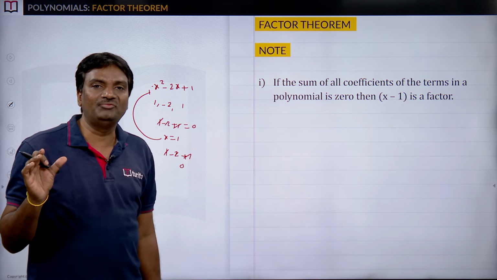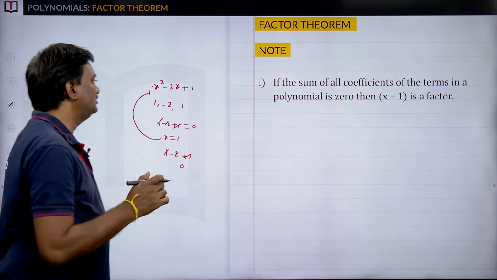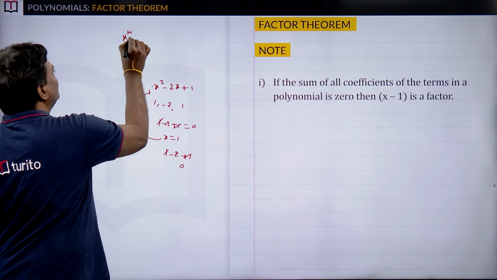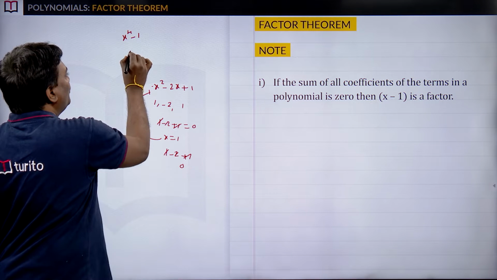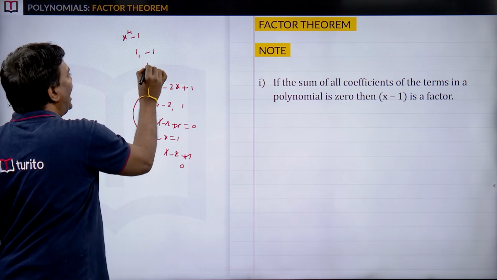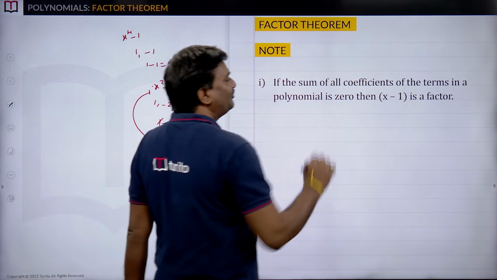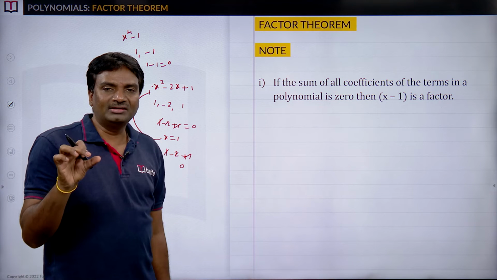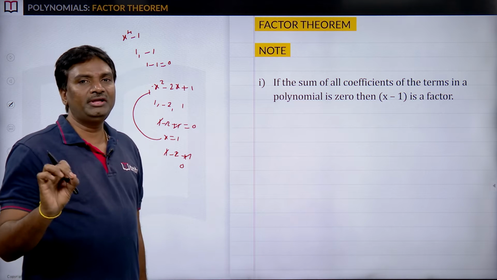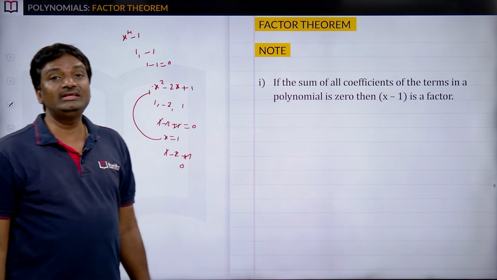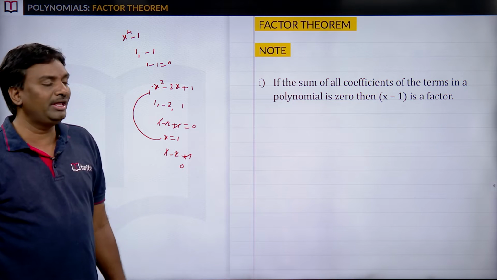Whatever the degree of the polynomial may be, if the sum of all coefficients is 0, it works. For example, take x power 4 minus 1. That is a 4th degree polynomial where the x power 4 coefficient is 1 and the constant term is minus 1. By adding these two, you get 1 minus 1 equal to 0. That is why we can say x minus 1 is a factor. So, if the sum of all coefficients of the given polynomial is 0, then you need not check, you can directly take x minus 1 as a factor. X minus 1 is a factor means x equal to 1 is the zero of the polynomial.